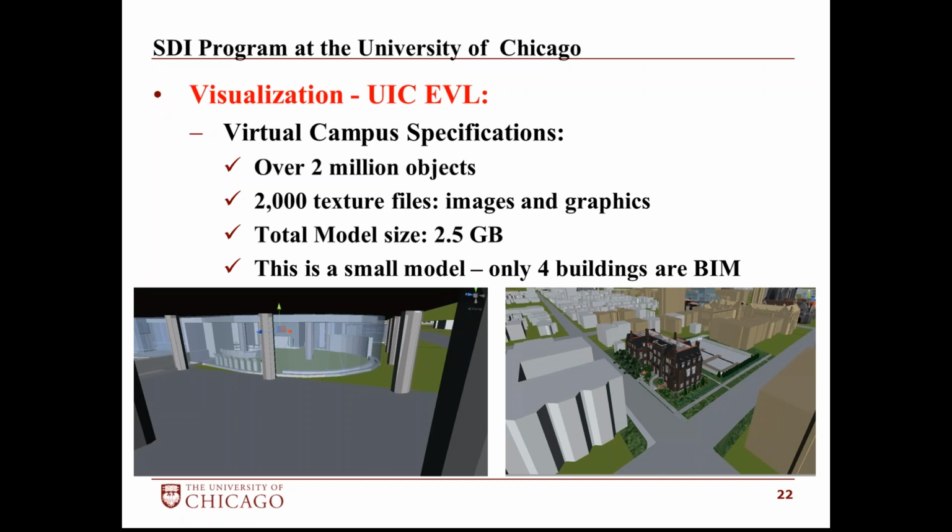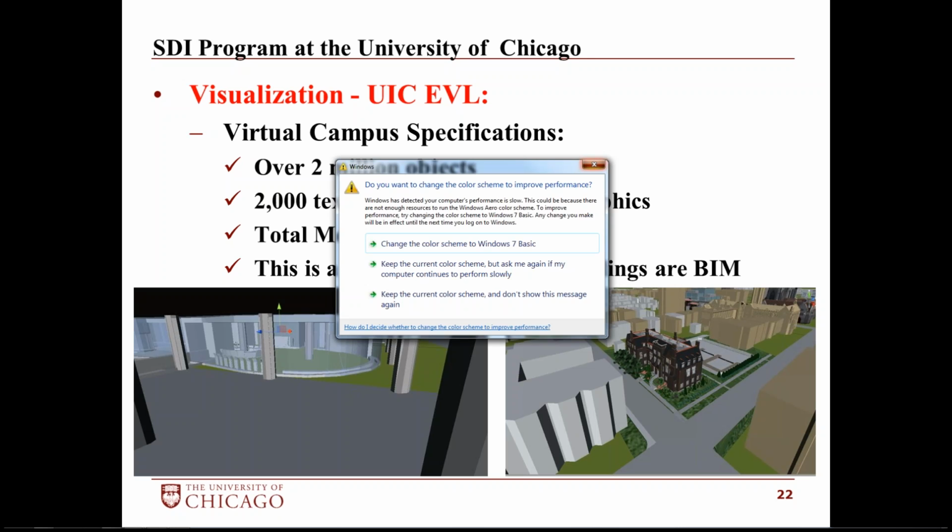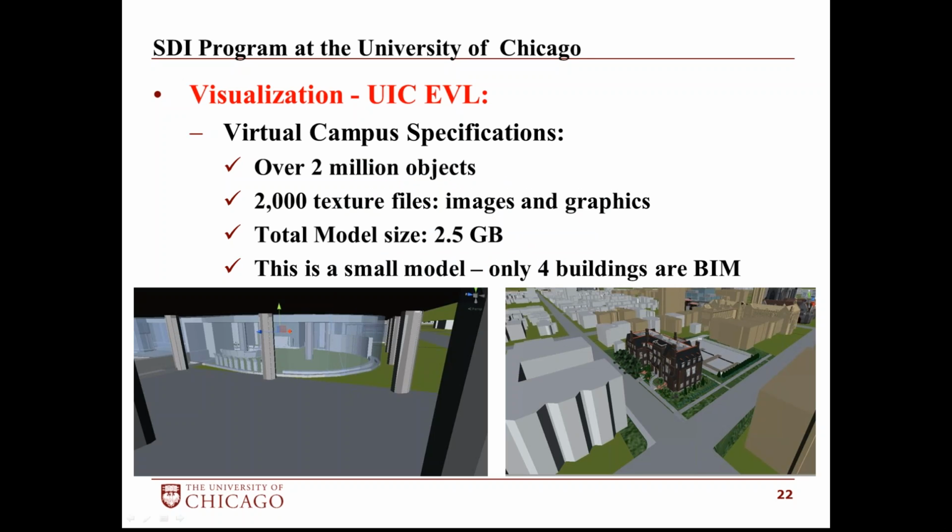So here's just a quick specification of the virtual campus that we built and some examples of what it looks like in Unity. 2 million objects, roughly, 2,000 texture files for the surfaces, or image and graphic files. Total model size is around 2.5 GB. And just to mention, this is actually a small model. Only 4 models themselves were in BIM. So this example down on the right, where you see the colored building, that's actually a BIM 3D model. Some of the other buildings you see with footprints and extruded, those are just GIS data, footprints and so on, and the roads are GIS. And then this example on the left is just an interior view of the new hospital wing, which was a BIM model brought in. So it's all brought into Unity and combined into one standard model.